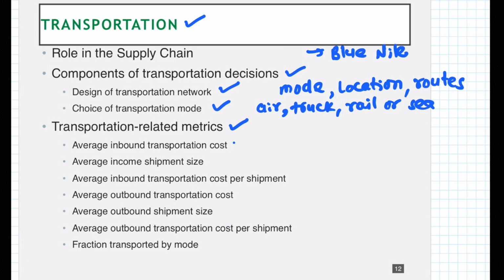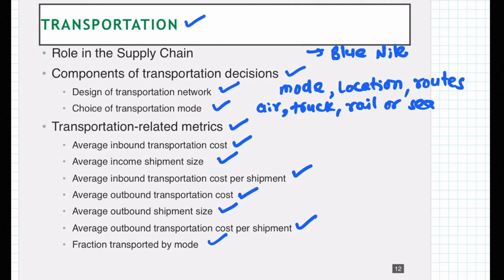Average inbound transportation cost. This captures the cost of bringing product into a facility, and managers should monitor this separately for each supplier. A related metric is average incoming shipment size and average inbound transportation cost per shipment. And when you look at outbound, average outbound transportation cost captures the cost of sending product out of a facility to the customer. Related metrics are the shipment size and also transportation cost per shipment.